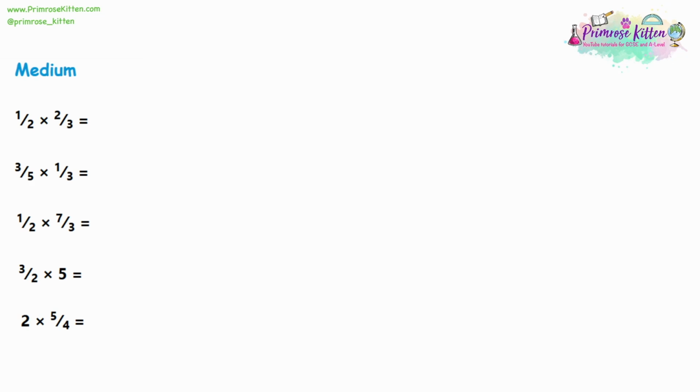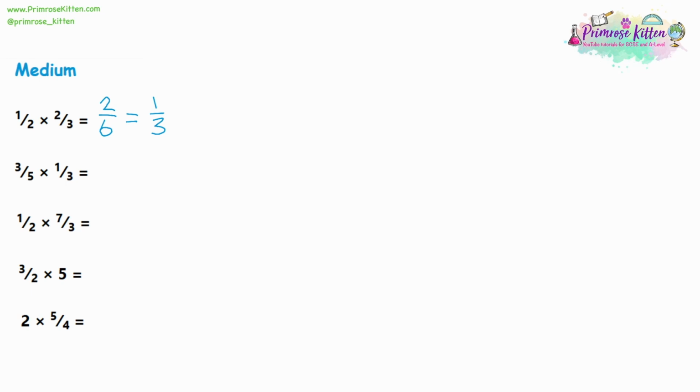So moving on to the medium questions, we're going to continue using our method, which was we're going to multiply the numerators, the top numbers, and multiply the denominators, the bottom numbers. So question 1 is a half times 2/3. So let's multiply the numerators. 1 times 2 is 2, and then multiply the denominators. 2 times 3 is 6. Now the reason why these are medium questions is we can simplify our answers, and since 2 and 6 are both even, I'm going to be able to divide by 2 and get 1/3. 2 divided by 2 is 1, and 6 divided by 2 is 3.